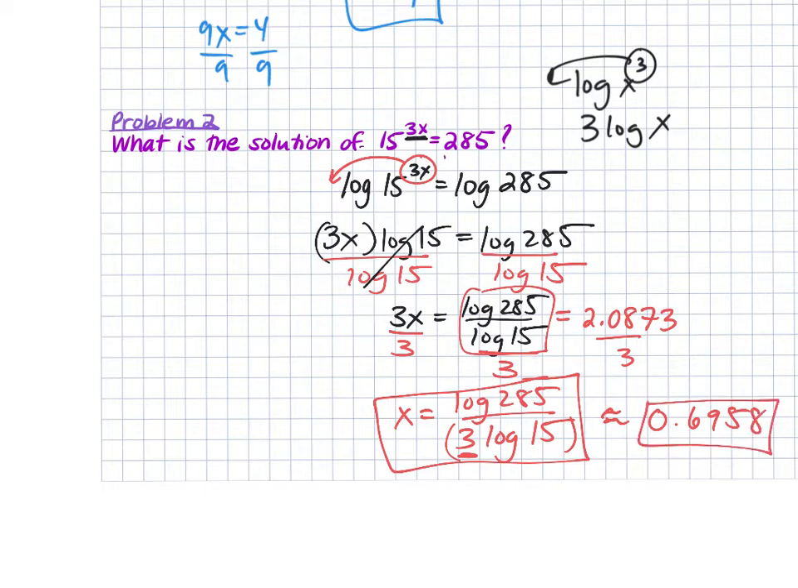If you plug that back in up here, like 15 to the 3 times 0.6958, you'll see it gets really close to 285, but it's 285.08. It's not exact, so that's why this is really finicky. That's why this is your exact solution. Either is fine for this. Really what I want you to learn is that in order to solve these, when the variable's in the exponent, you have to take the log of both sides.